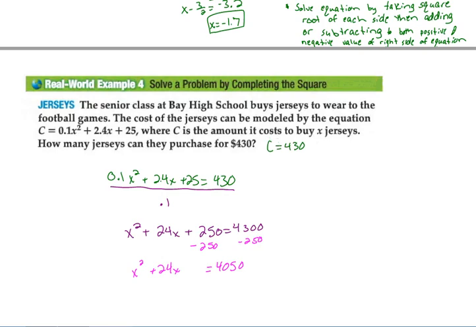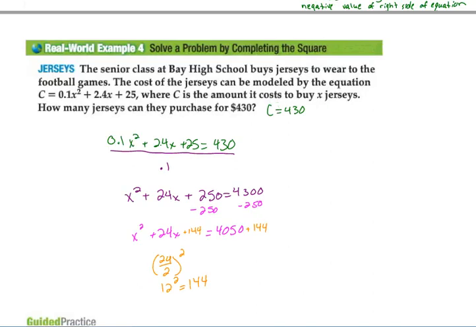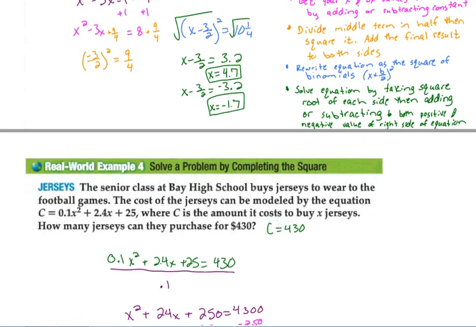Okay, step 3, divide the middle term in half. So we are going to take 24, we're going to divide it in half, and we're going to square it. So we end up with 12 squared, which is 144. So again, adding that to both sides. Why do we do that? Because we are completing a square. We are creating a perfect square.